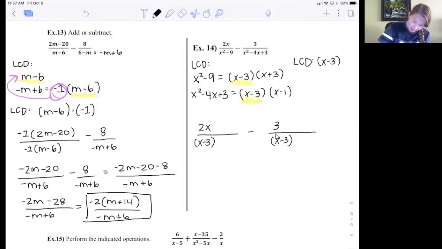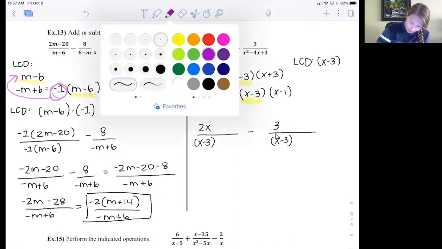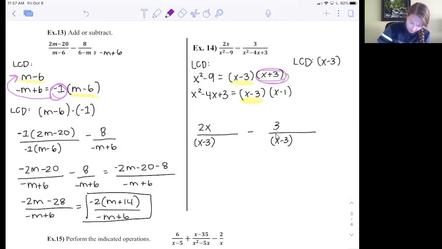Okay, and then I'm going to see what they have, what's different. So this one has an x plus 3. So first off, for my LCD, it's going to be times x plus 3. But then I also know I've got to times this one by x plus 3, which is my second one. So I've got to times 3 times x plus 3.